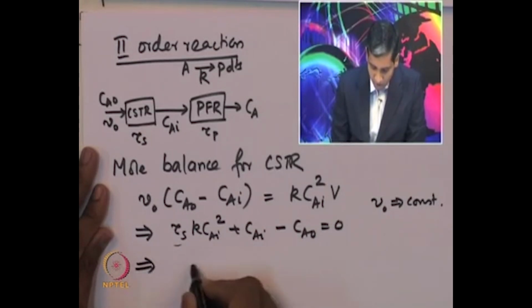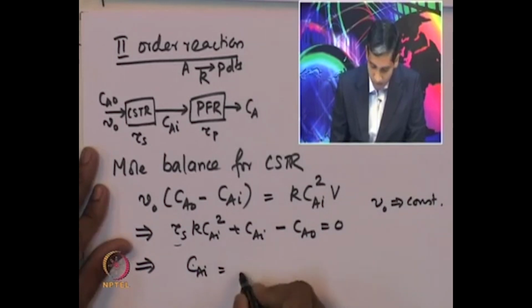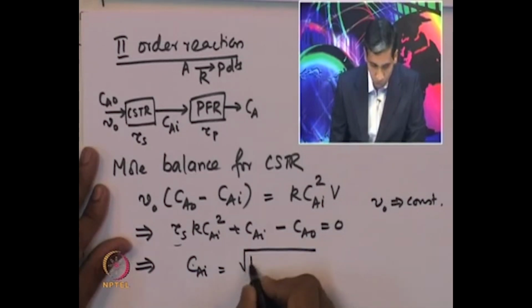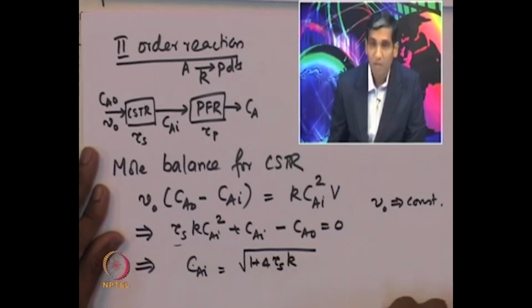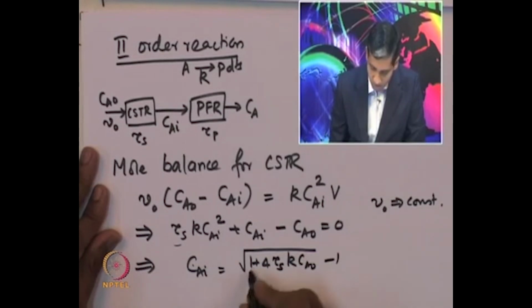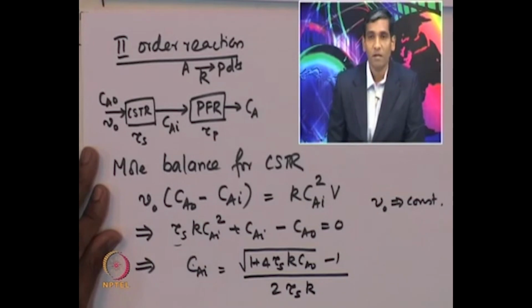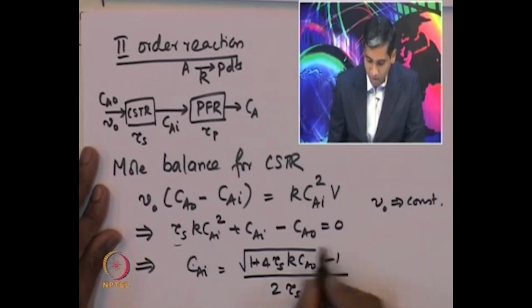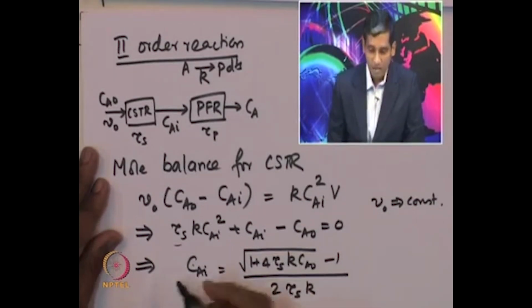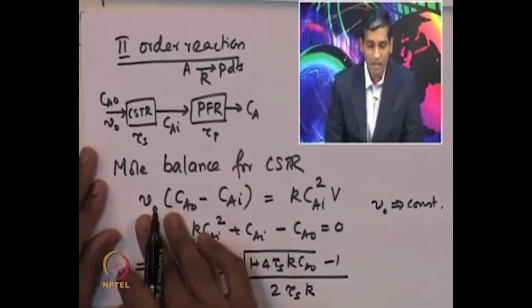So, from this we can solve this quadratic equation, and we will find that Cai is given by square root of 1 plus 4 tau s into the specific reaction rate multiplied by Ca naught minus 1 whole divided by 2 times tau s into K. So, that is the concentration of the species that actually is in the effluent stream that is leaving the CSTR.